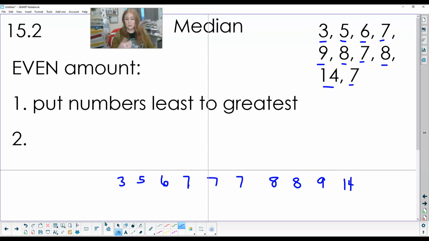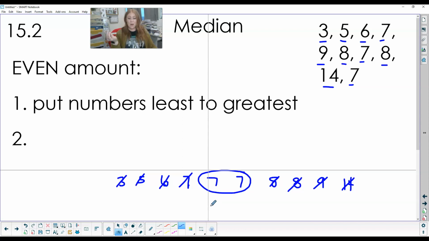Okay, so now we are going to cross off just like before. 3, 14, 5, 9, 6, 8, 7, 8. But this time I am left with 2 in the middle. Okay, now this one is nice because they're the same. So I know it's 7, right? But if they were different, you would add them up, find the mean of them actually.